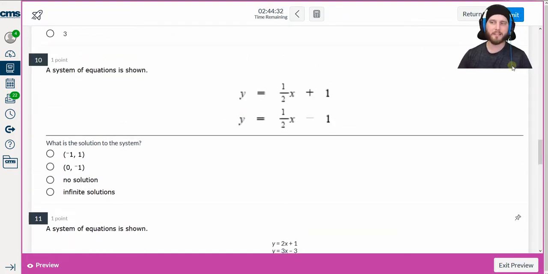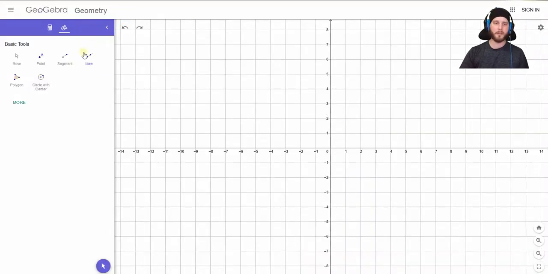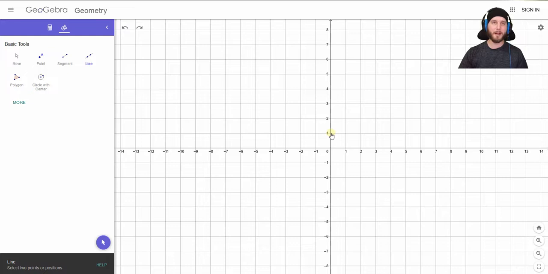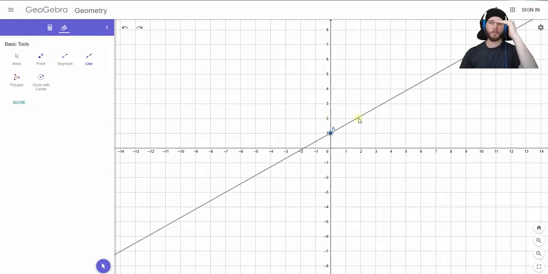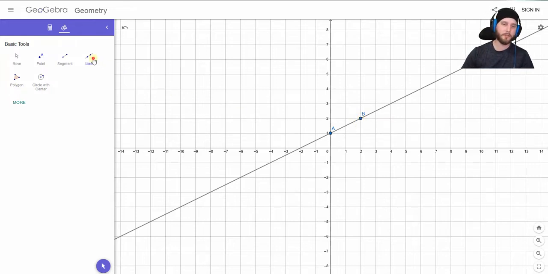For number 10, systems of equations again, but this time I can't copy and paste it. It looks like it's just y equals 1 half x. One of them is at positive 1, one is at negative 1. So let's see what happens when I do this. One of them starts at positive 1, and its slope is 1 half, 1 over 2. So that means my rise is 1, and my run is 2. The other line starts at negative 1 and has the same slope. It goes 1 up and 2 over.